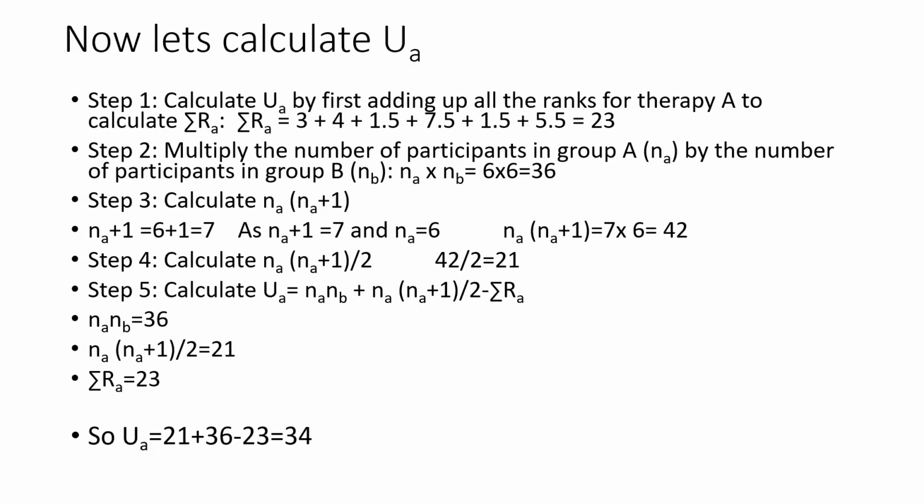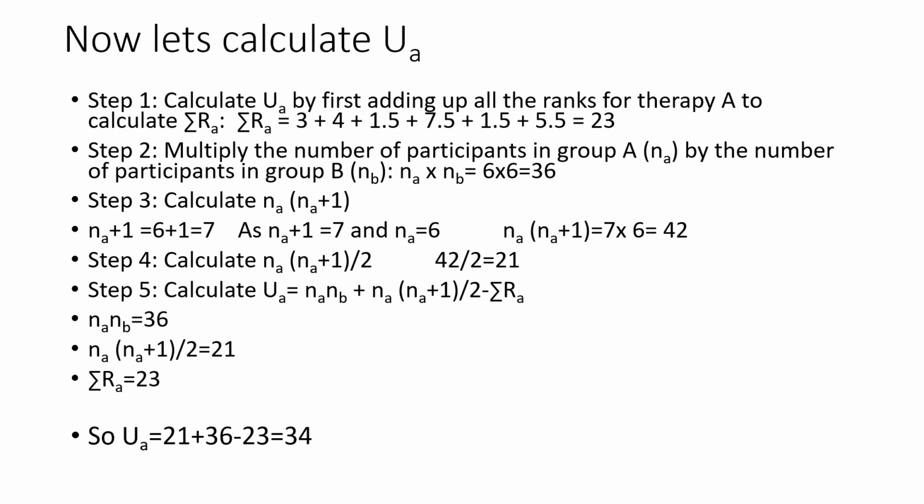So let's calculate UA. In step 1, we calculate sigma RA, which we already did, and that's 23. In step 2, we need to multiply the number of participants in Group A, which is NA, by the number of participants in Group B, which is NB. That's going to be 6 times 6 equals 36. Then, step 3, we need to calculate NA times NA plus 1. NA plus 1 is 6 plus 1, which equals 7. And then we need to do NA times NA plus 1, which equals 7 times 6, which equals 42.